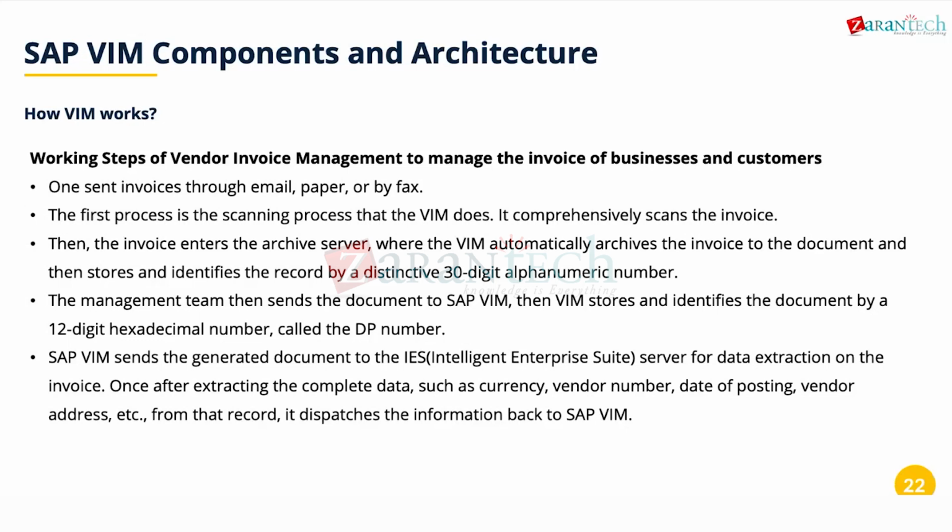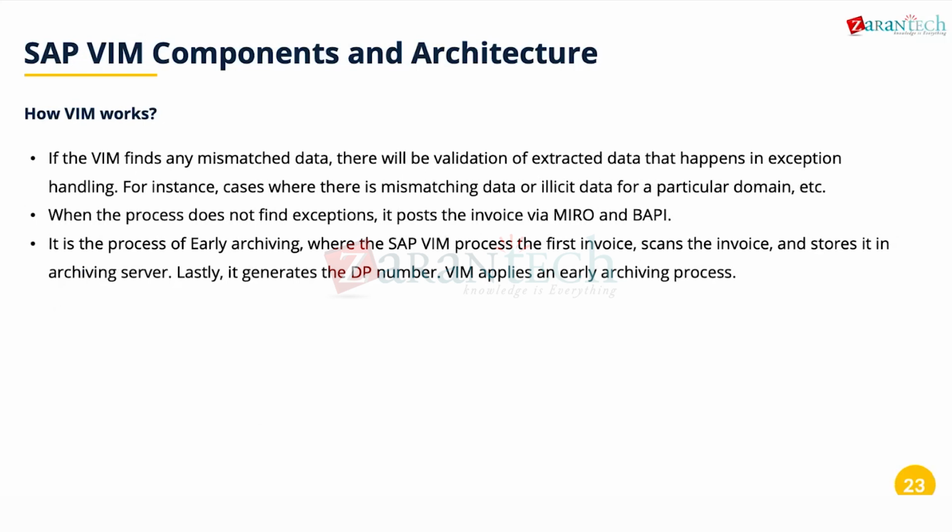And how the vendor is identified and what kind of information is used, we'll talk about in the coming slides. Okay. Now, once the data is pushed into the VIM solution, if VIM finds any mismatched data, there will be validation of the extracted data. As we configure the solution, we will be configuring these exceptions. Along with that, you can create custom exceptions as well, depending on your organization. So all this will be validated.